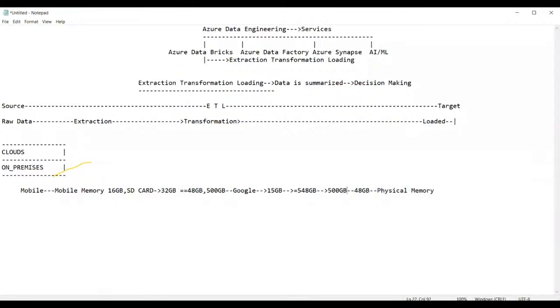Whereas the data which is stored on Google Drive can be recollected. So we can call Google Drive a cloud. Am I right, guys? Google memory is called what? Cloud memory, cloud data memory. Whereas the physical memory of your mobile phone, we can refer to it as what?